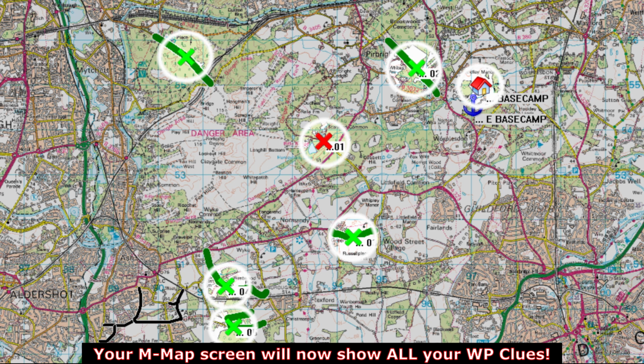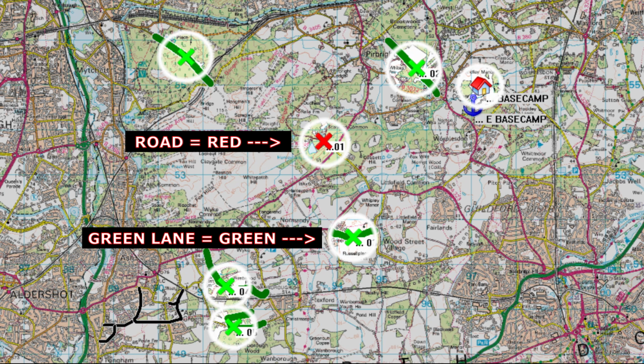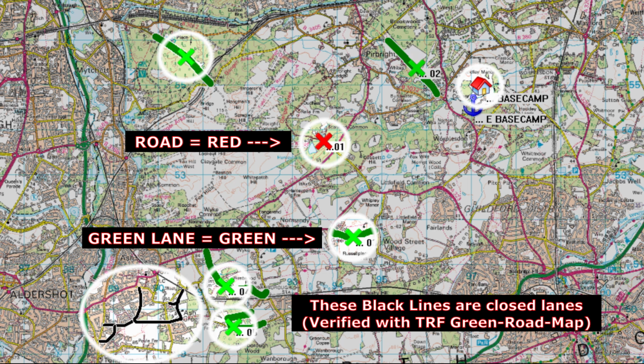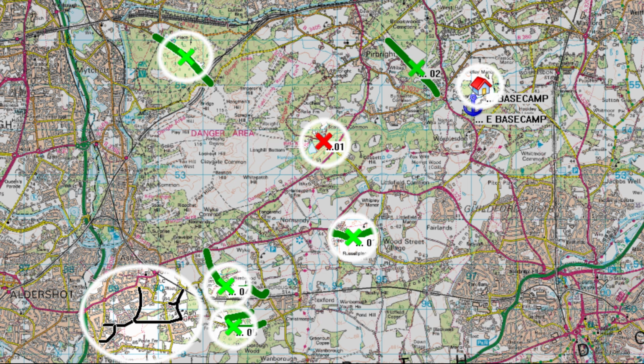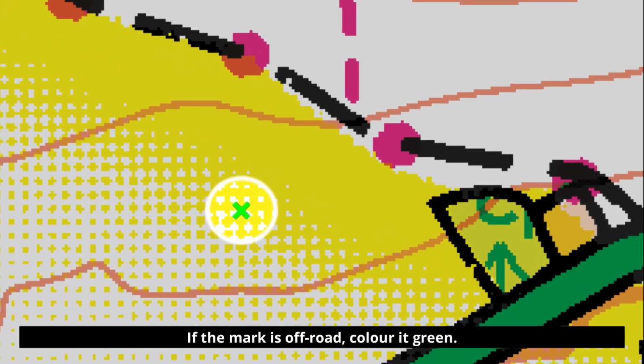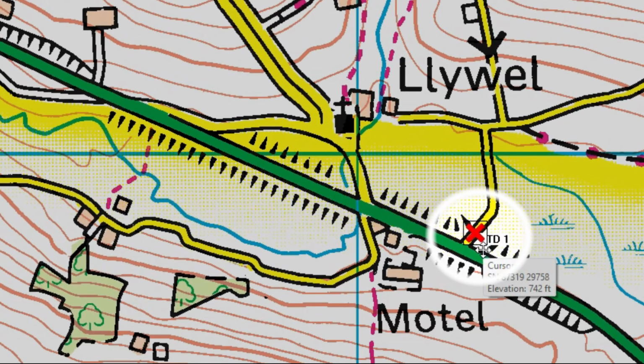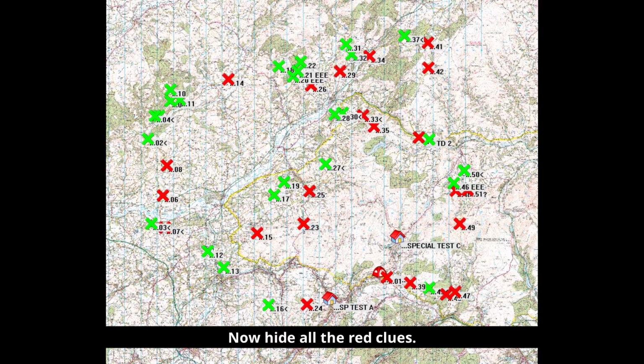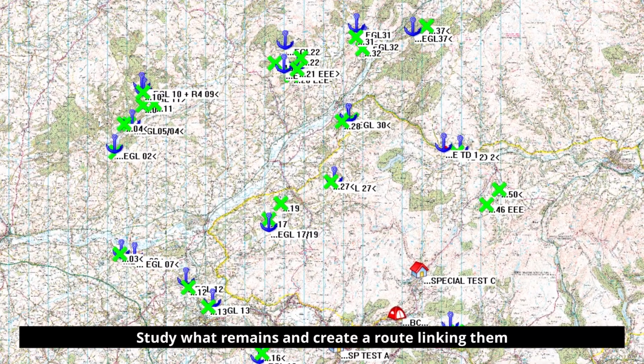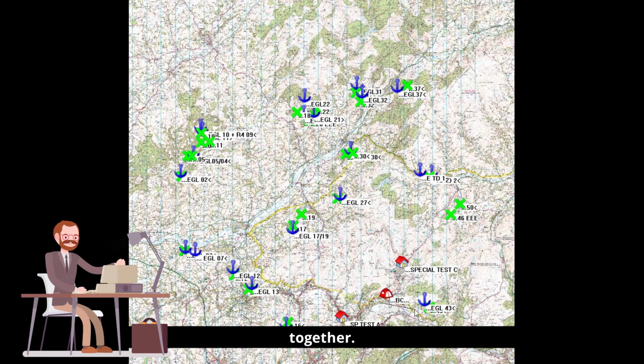Your memory map screen will now show all your waypoint clues. Road is red, green lane is green. These black lines are closed lanes. I verified this with the TRF green road map. If the mark is off-road, colour it green. If it's on-road, colour it red. Now, hide all the red clues, study what remains and create a route linking them together.